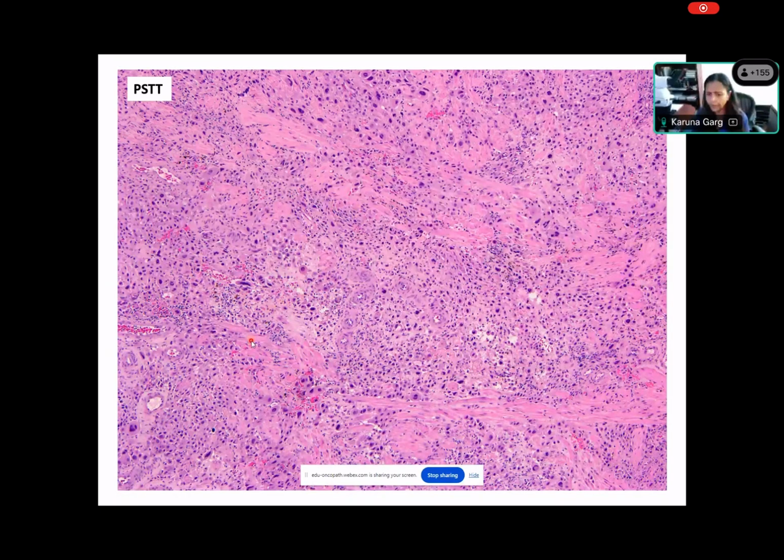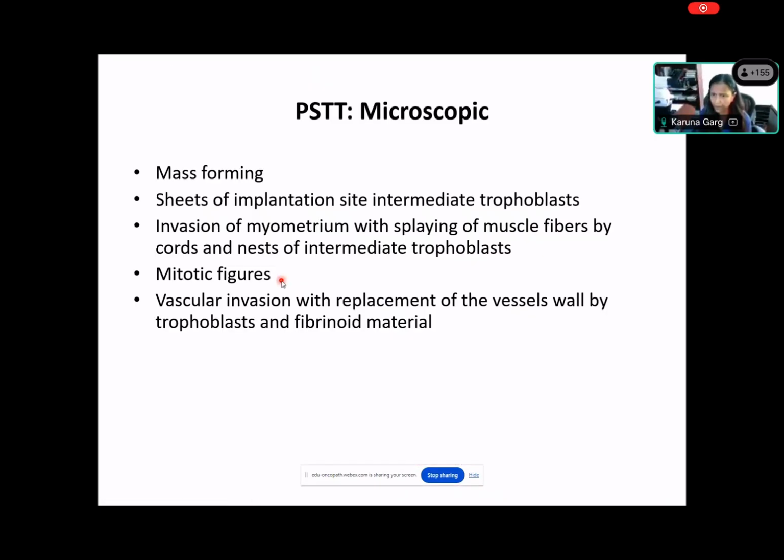The most notable feature for a PSTT is how it invades the myometrium. So you can see it's destroying the myometrial fibers. It's forming these large mass-like lesions between the myometrial fibers. And this is very important because this is how you distinguish it from its benign counterpart. So again, mass forming, you get sheets of these implantation site intermediate trophoblasts. You want to see them pushing those muscle fibers apart. You will see mitoses, and you can also see vascular invasion in PSTT.